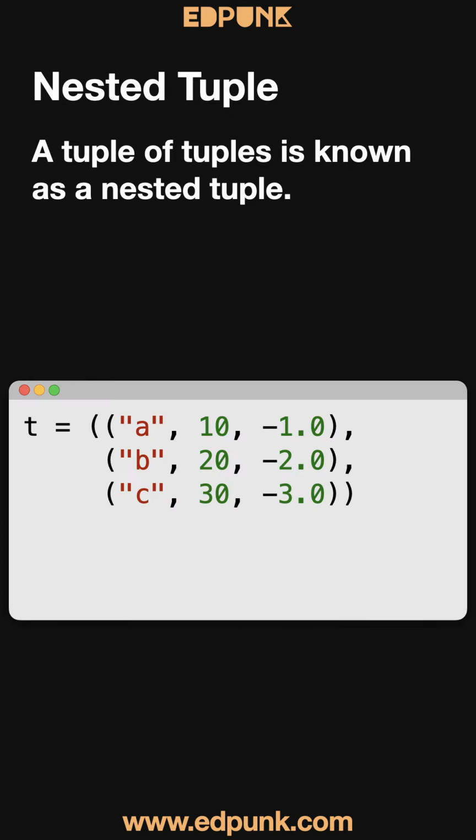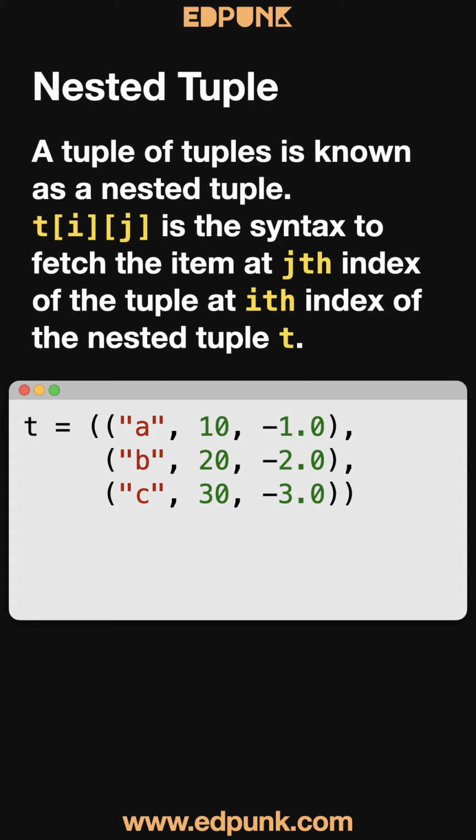The first item is a tuple containing items string A, int 10 and float -1.0. The second item is a tuple containing items string B, int 20 and float -2.0. The third item is a tuple containing items string C, int 30 and float -3.0.